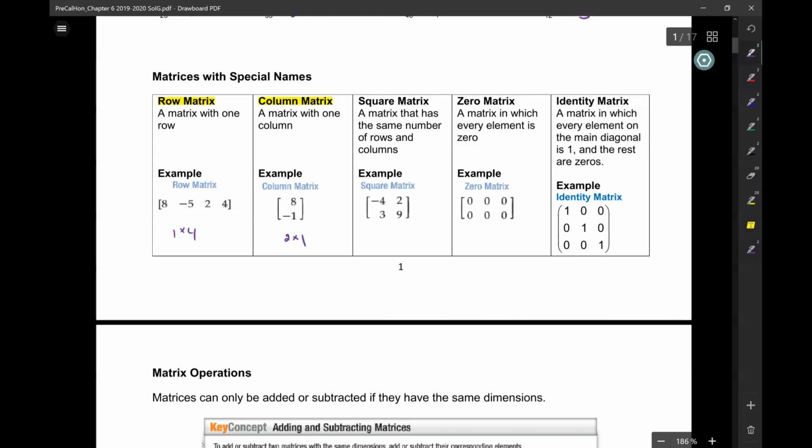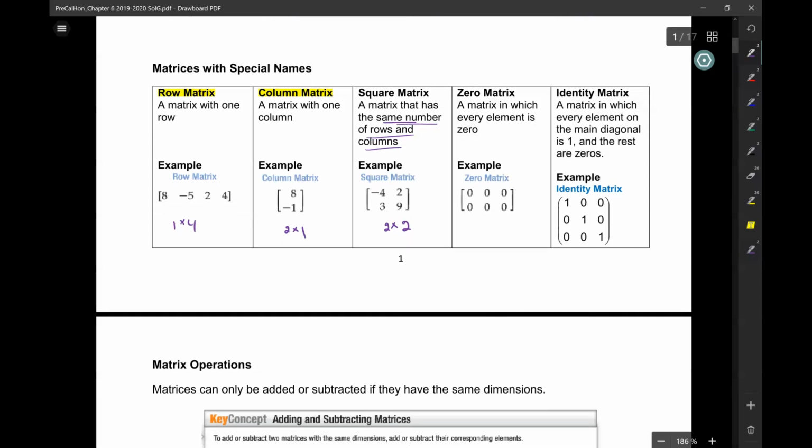Guess what a square matrix is? It's a square, same number of rows as it has columns, right? So, same number of rows and columns. So this is a 2 by 2. A zero matrix can have any dimension, but it's just that all the entries are zeros. Okay? By the way, for a square matrix, the general case, we also say n by n.